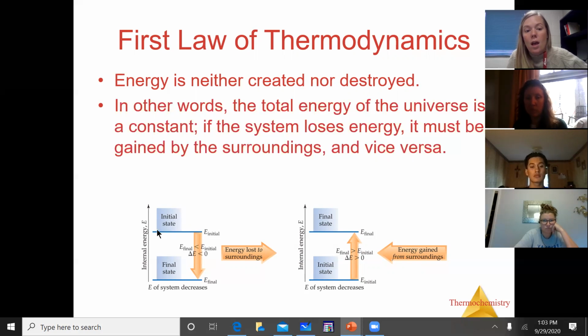So if our initial state has a high amount of energy, and it decreases its energy, so say the system decreases to a lower energy state, energy has to be lost to the surroundings. Vice versa, if we have a system that has a low amount of energy and all of a sudden the final state has a much higher amount of energy, that means energy has to be moving into the system from the surroundings, or it's sort of stealing energy from the surroundings.